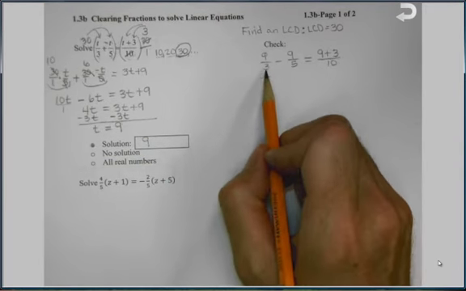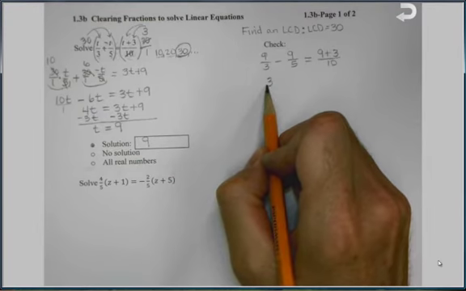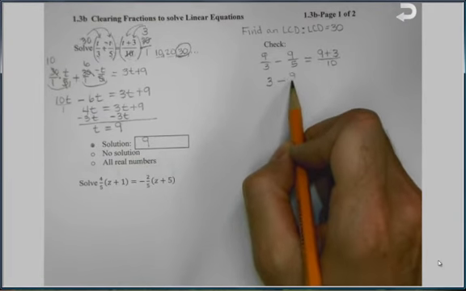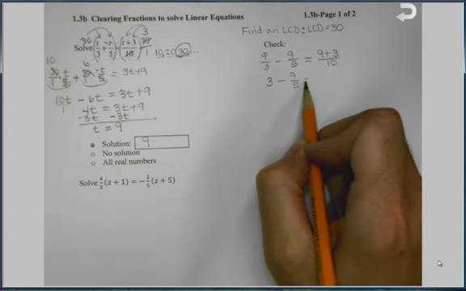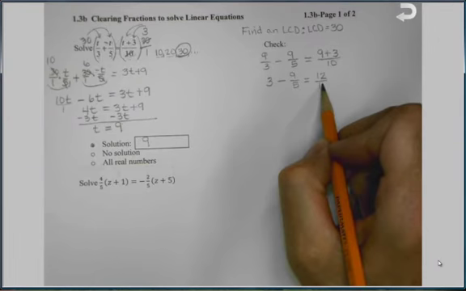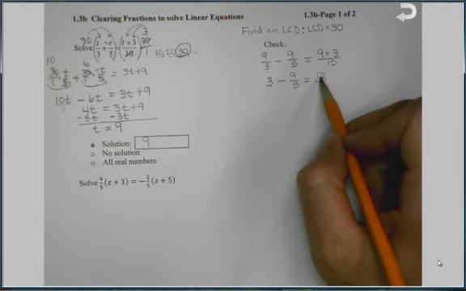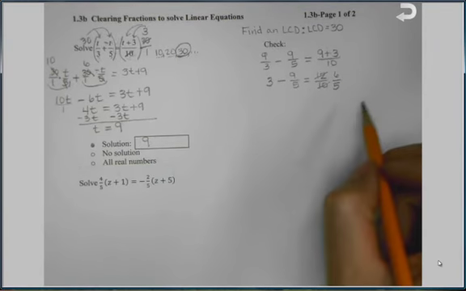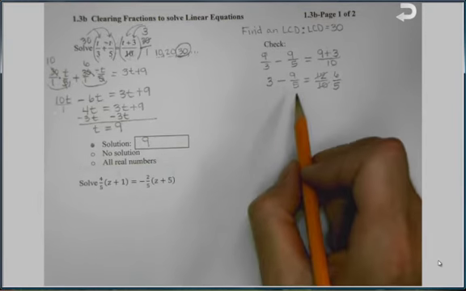Now 9 divided by 3 is just a 3, or a 3 over 1, and the 9/5 won't reduce, so I'll just leave it like that. And 9 plus 3 is 12 over 10, and I can reduce this by dividing by 2 on the numerator and dividing by 2 on the denominator. So I'm left with 6/5.